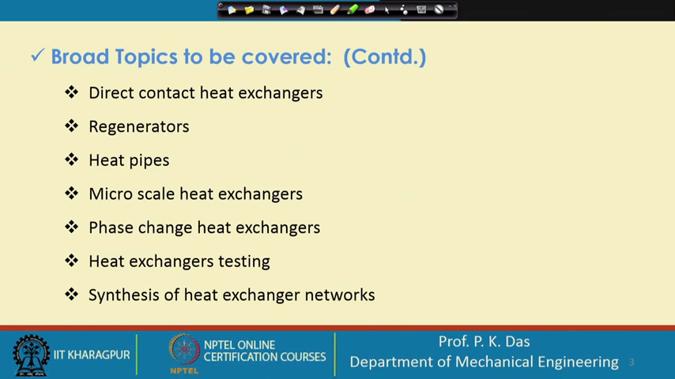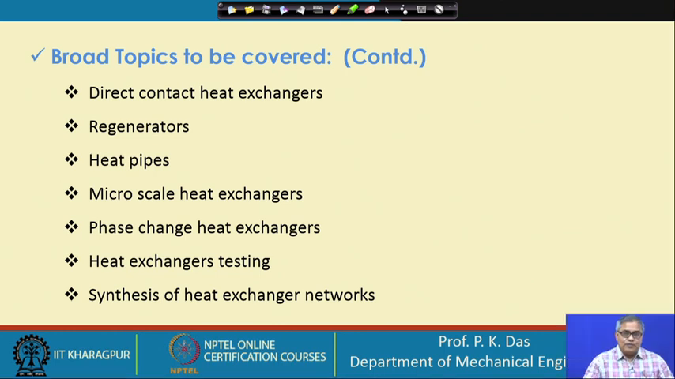Then the direct contact heat exchanger. What is a direct contact heat exchanger? We will discuss what a heat exchanger is and we will give some idea, but it is like this. Sometimes the fluid streams can mix together in a heat exchanger. So, this is called a direct contact heat exchanger.